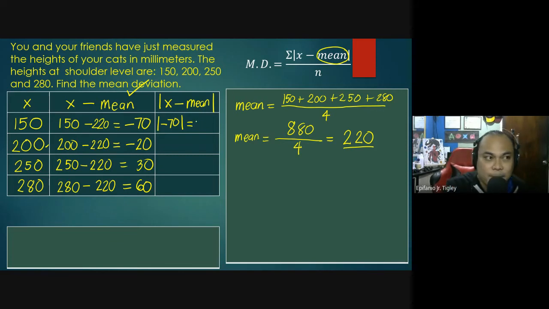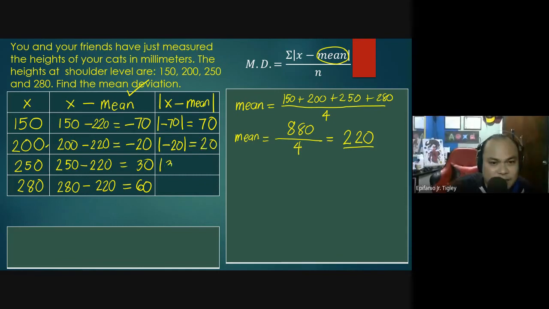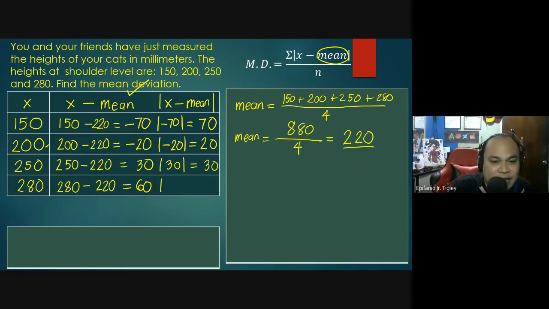You give me the positive answer for negative 70. 70. What is the absolute value of negative 20? 20. If it's positive, you just write it down. It's 30. The absolute value of 60, sorry for that, that is 60.